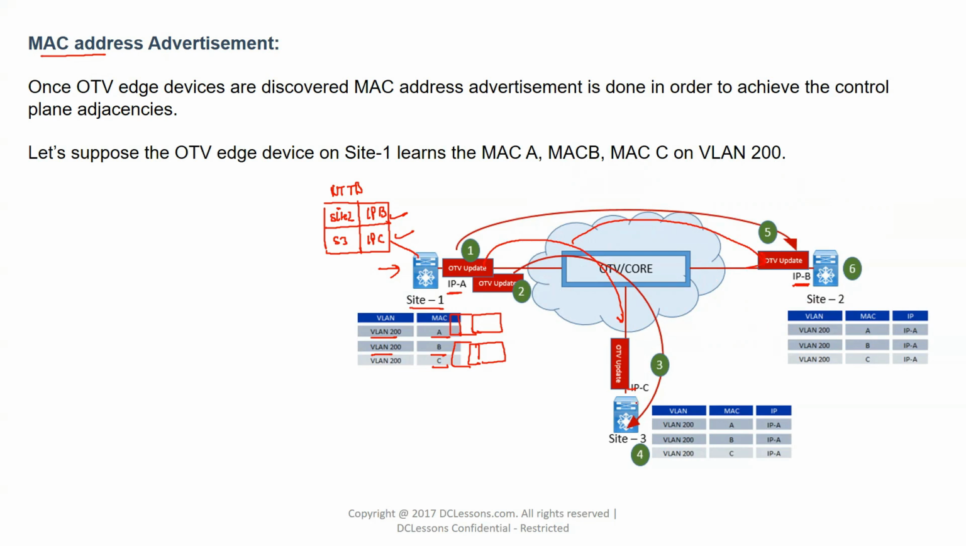Once the OTV update reaches site 2 and site 3, the OTV is decapsulated, and then finally the MAC table is populated in their control plane, or we can say the MAC table. So in this way, site 2 and site 3 learn about the computers which are in VLAN 200 that are connected to site 1, and it says that if I have to go to MAC B computer, I have to go to site 1 IPA, right? So this is how your MAC table advertisement is done using a unicast transport.